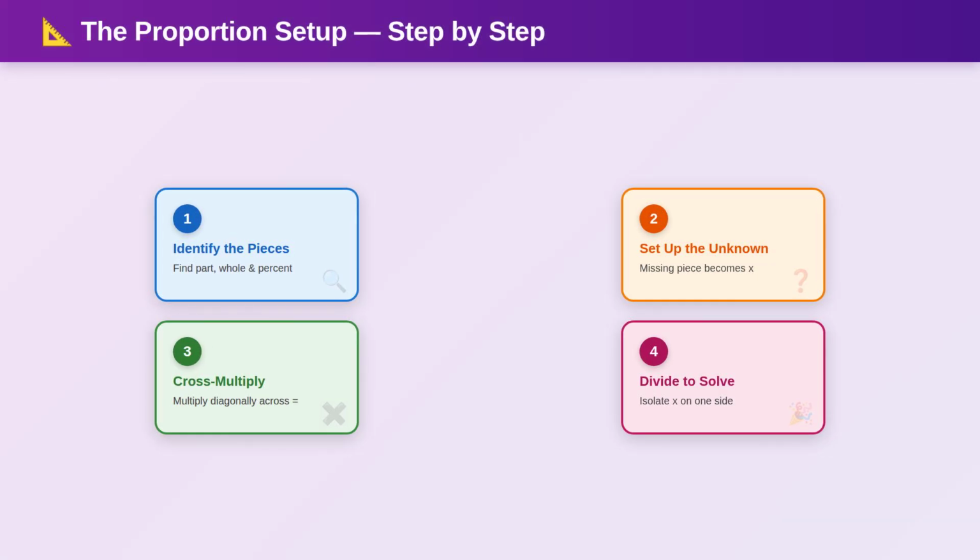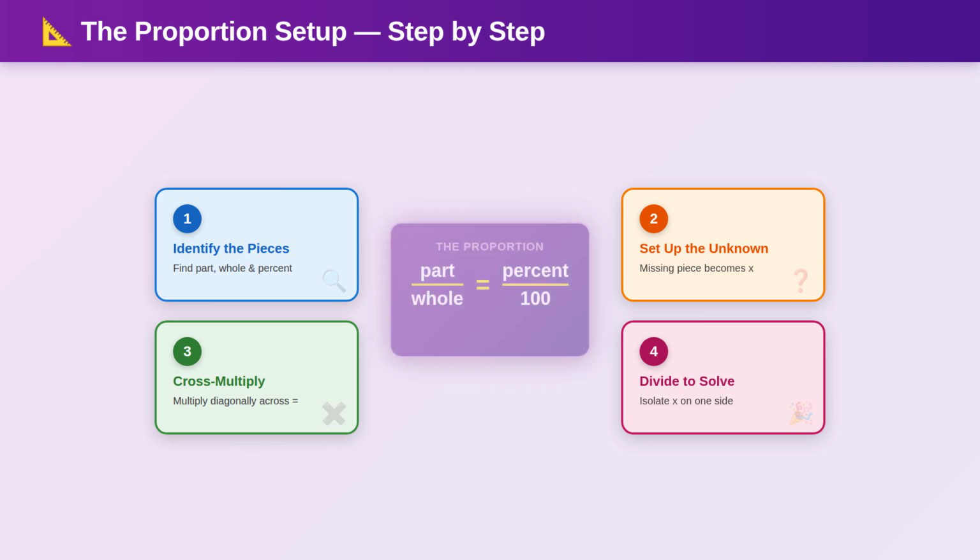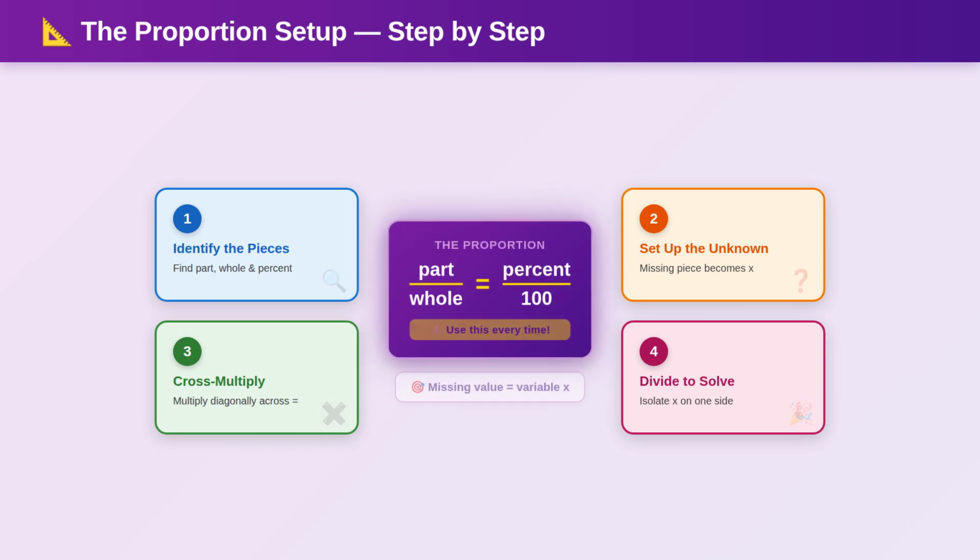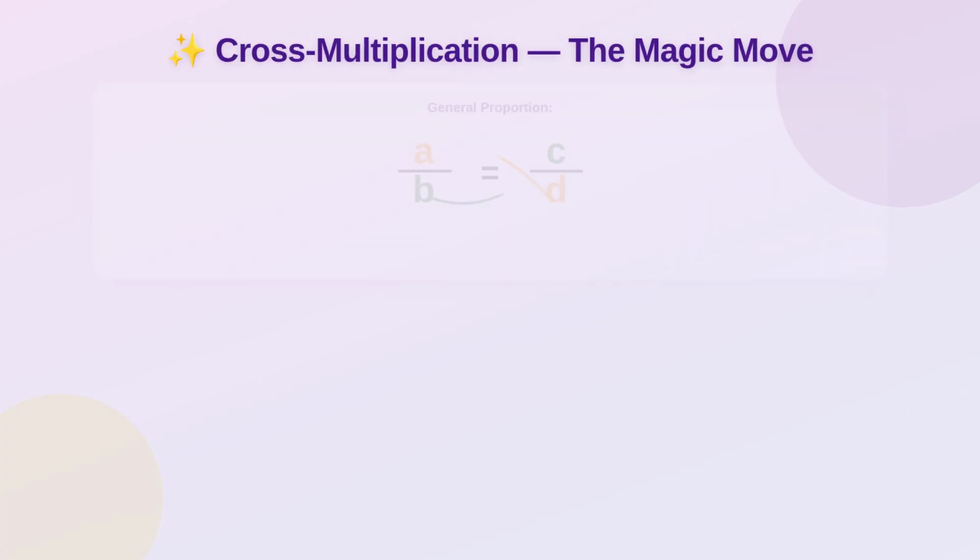Here's the 4-step playbook Maya is going to use. Step 1. Figure out which pieces you have: the part, the whole, and the percent. One of them will be missing, and that's your variable x. Step 2. Plug them into the proportion. Part over whole equals percent over 100. Step 3. Cross multiply. Multiply diagonally across the equal sign. Step 4. Divide both sides to find x. That's it. 4 steps every time. Let's watch it in action.